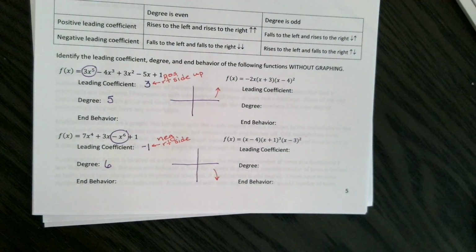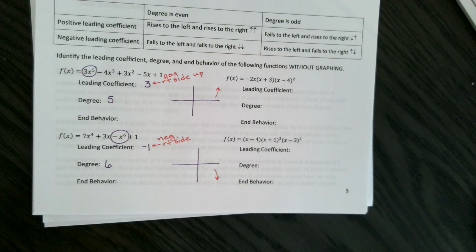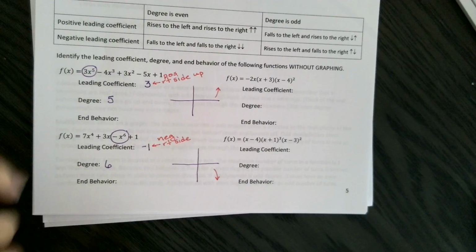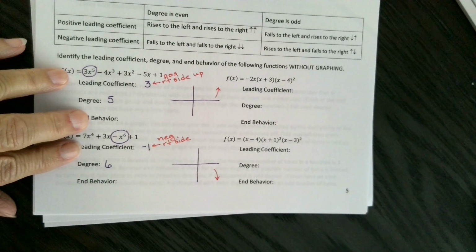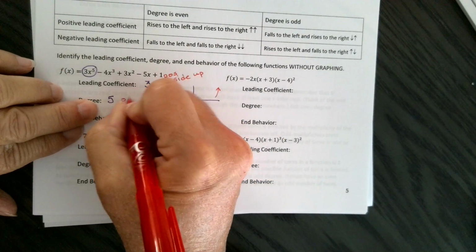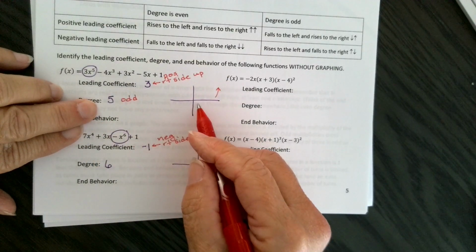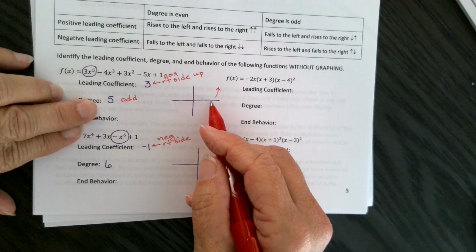Easy. Now, to find out what the left side's going to do, you go to your degree. If your degree is odd, like in this case, the left side's going to go a different direction than the right.